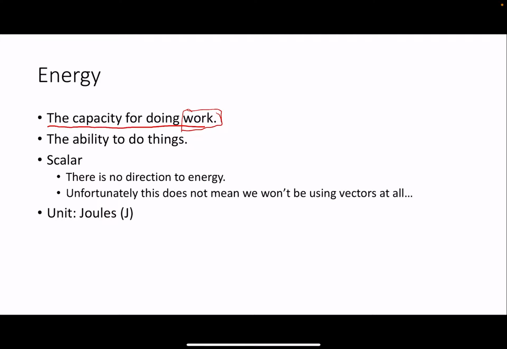The unit is joules. You probably have heard this before. We talked about a bunch of different units for energy, for thermodynamics, but the only real one we used was joules, and that's going to continue. The only real unit for energy we're going to use is joules.